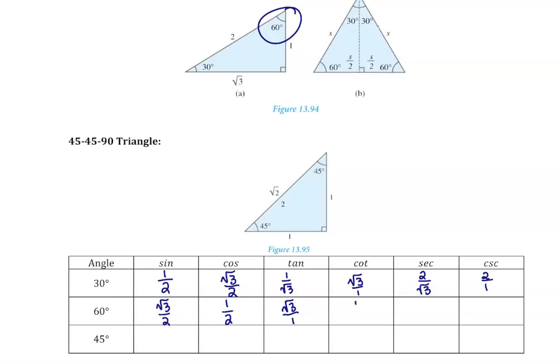Now cotangent, we do the reciprocal of tangent, so that's 1 over square root of 3. Secant is the reciprocal of cosine, that's 2 over 1. And cosecant is the reciprocal of sine, so we have 2 over the square root of 3.